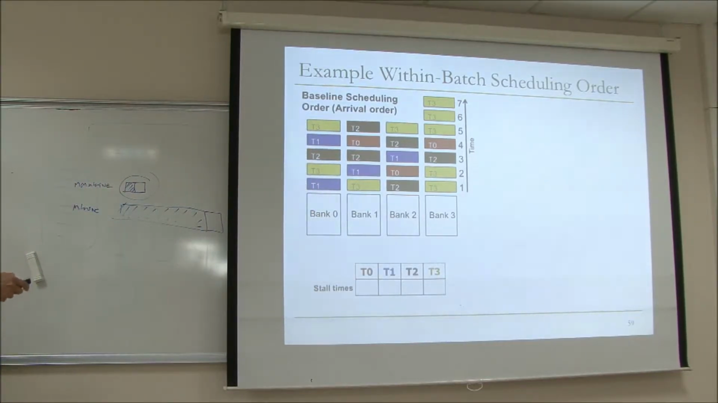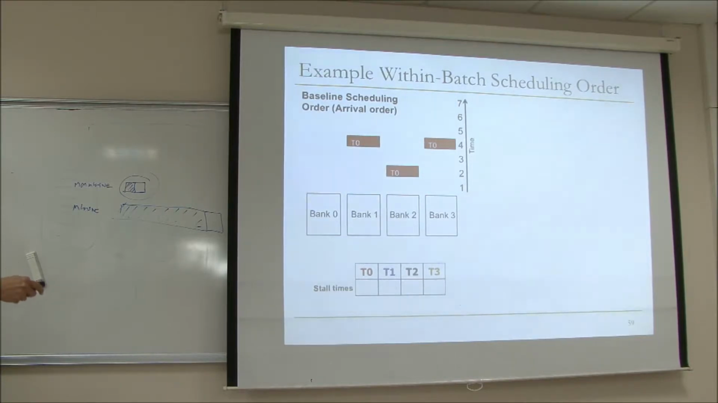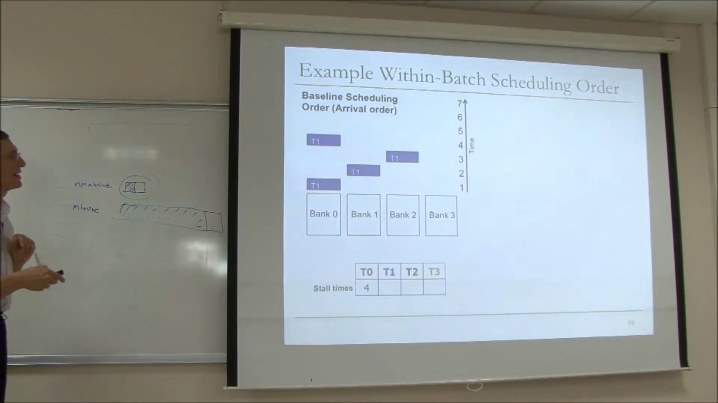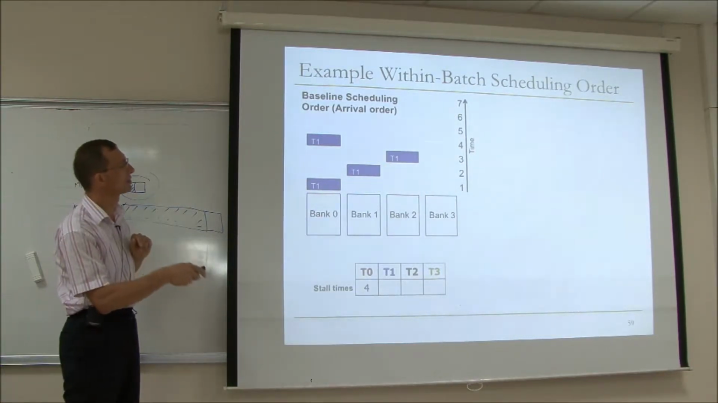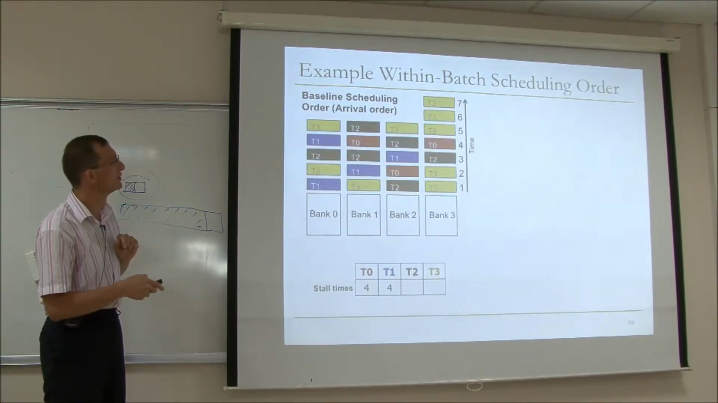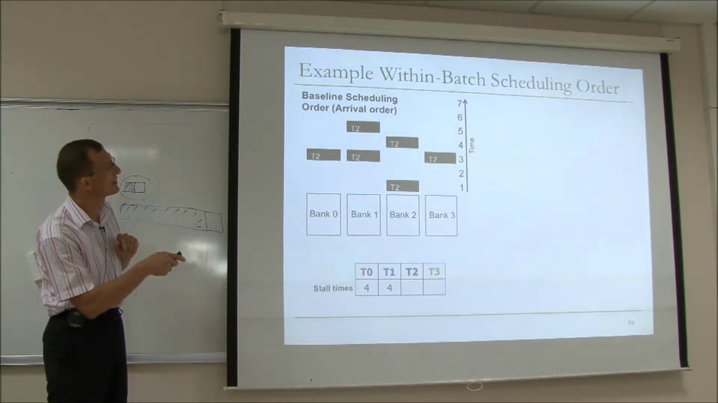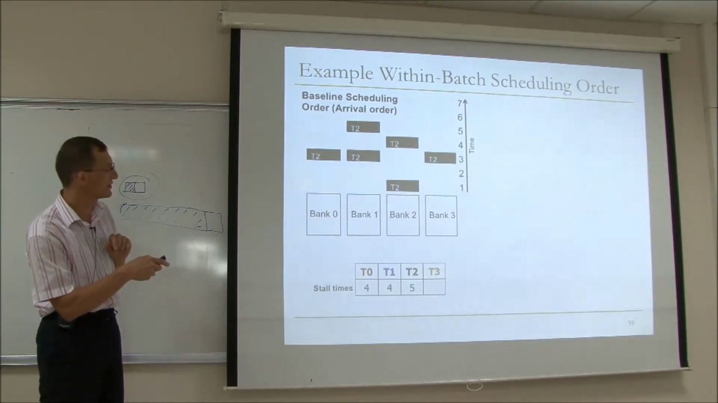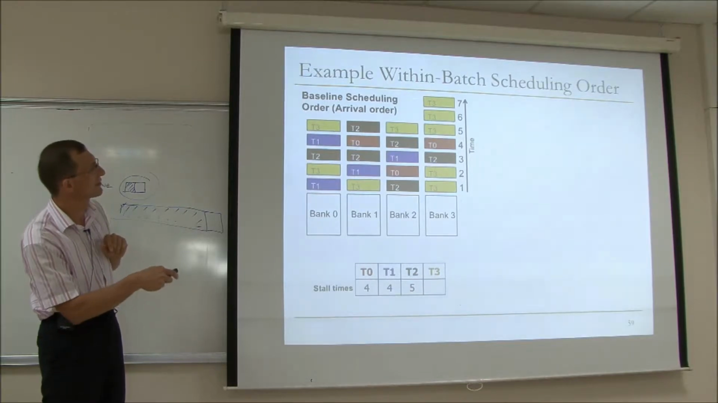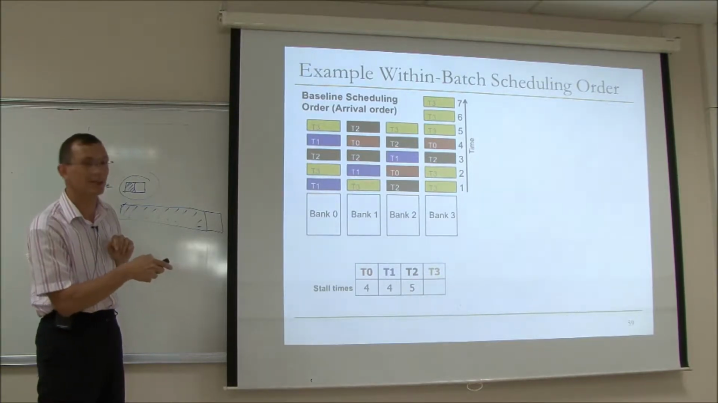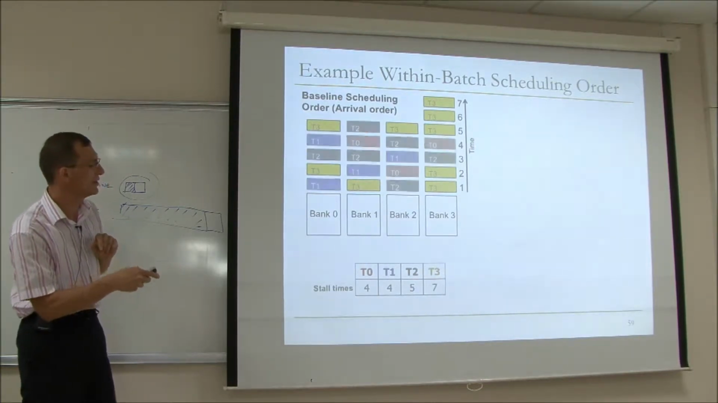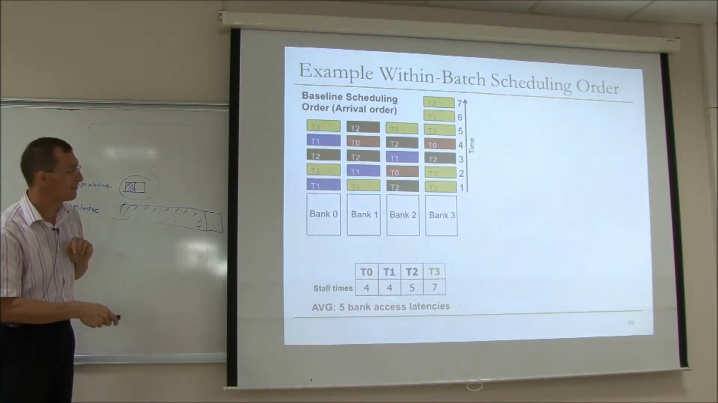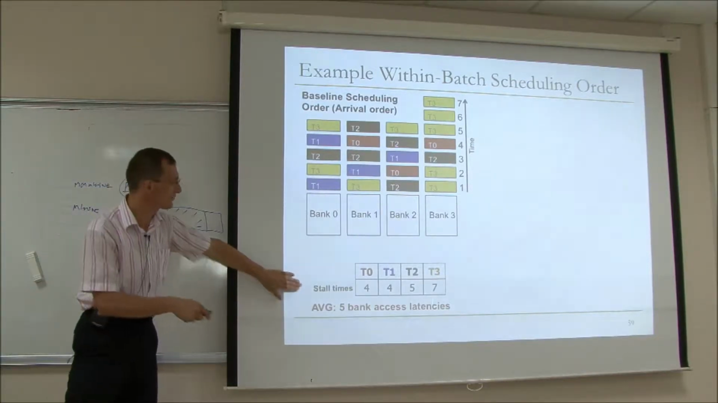If you look at this order, let's take a look at the stall times of each thread. For thread 0, its last request is serviced after time 4, so its stall time is 4. For thread 1, its last request is serviced after time 4, so its stall time is also 4. Thread 2, its last request is served after time 5, its stall time is 5. And thread 3, its last request is serviced after time 7, so its stall time is 7. So the average stall time is 5 bank access latencies in this case, if you do the computation.